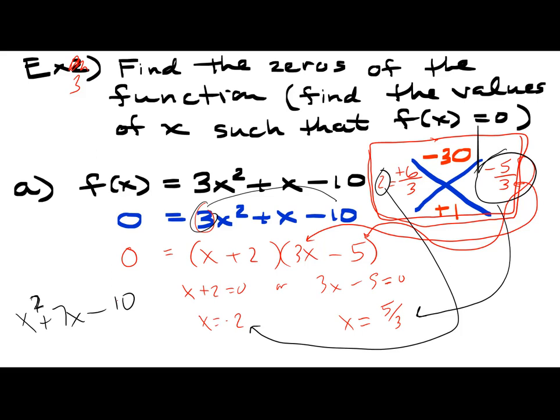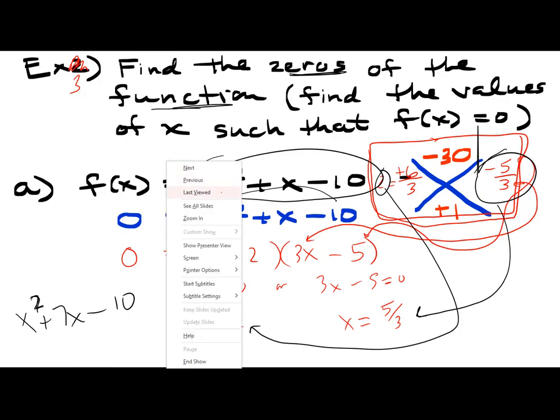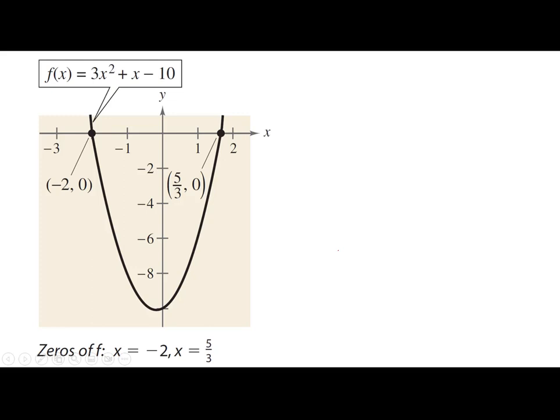What does it mean graphically? Now, I don't want you guys to graph this here, but finding zeros of a function, if I were to graph 3x squared plus x minus 10 on a sheet of graph paper, it will look something like this. And you guys tell me, what in the world is that? There's my graph. What does x equals negative 2 and x equals 5 thirds mean?